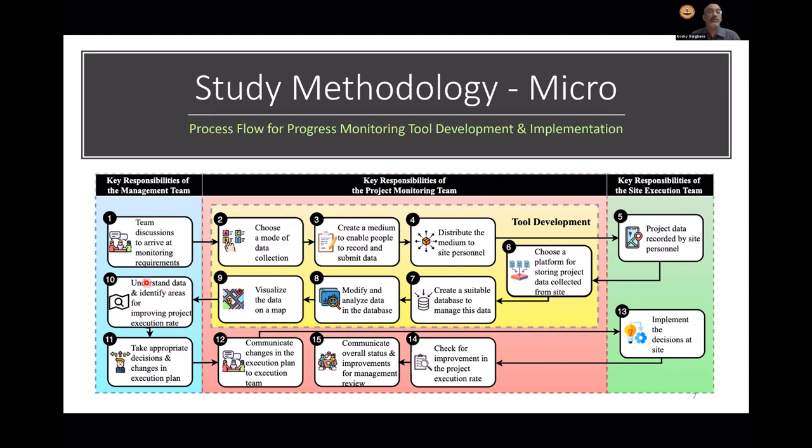And once reports are produced, whatever decisions need to be taken, whether it's ordering materials or changing priority on what needs to be done, all of this is then communicated back to the execution team through the project monitoring team.